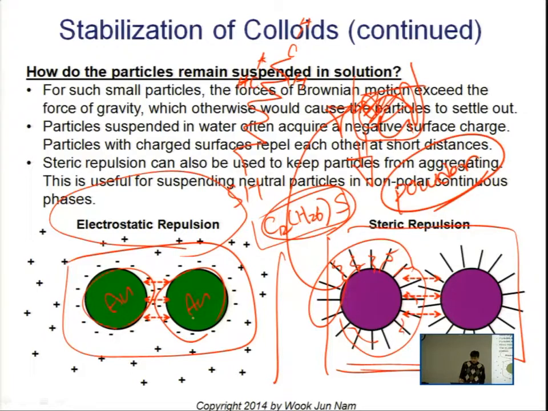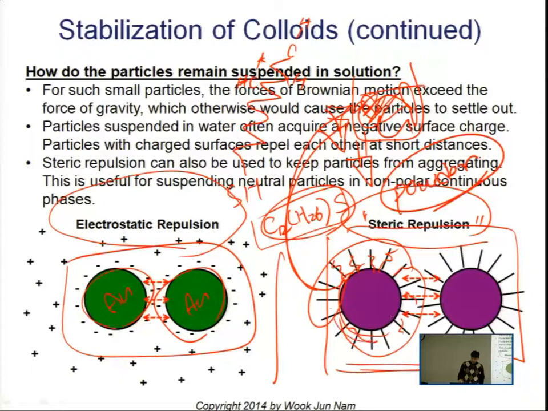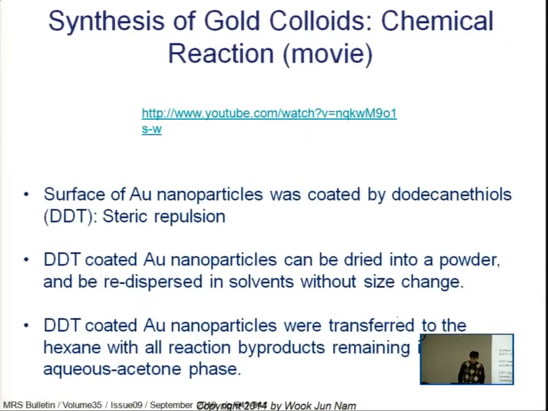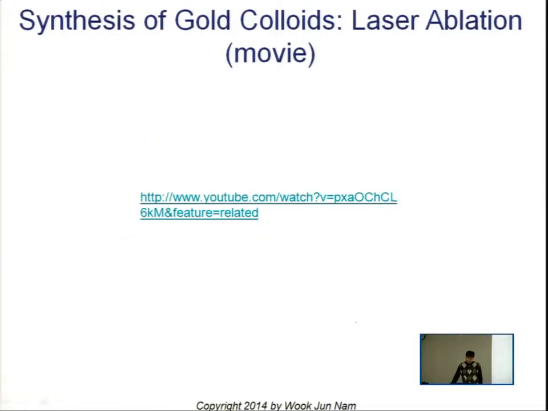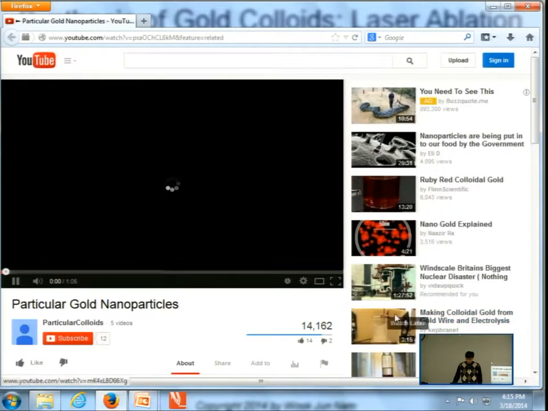So to make those particles redispersible, people normally put a self-assembled monolayer on top of the gold. In this case, the nanoparticle solution is much more stable. So this is another way we can make nanoparticles. In this way, we are not synthesizing the nanoparticles chemically, but as you can see from the videos, the starting material is a gold bar.